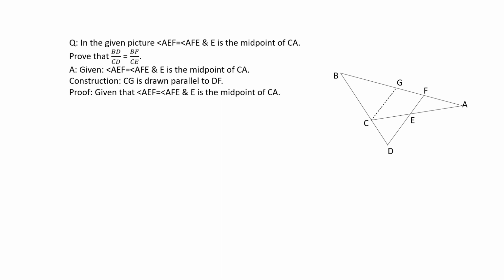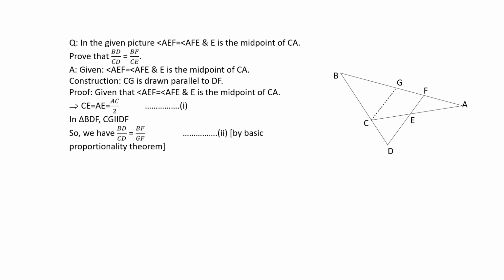Proof. Given that angle AEF equals angle AFE and E is the midpoint of CA, so we have CE equals AE, or this is equal to AC by 2. This is the first equation. In triangle BDF, we have CG parallel to DF, so we can write BD by CD equals BF by GF. This is the second equation.